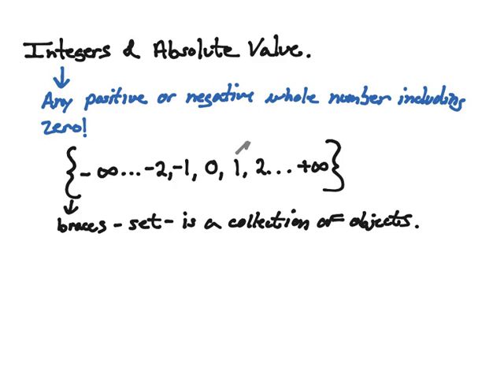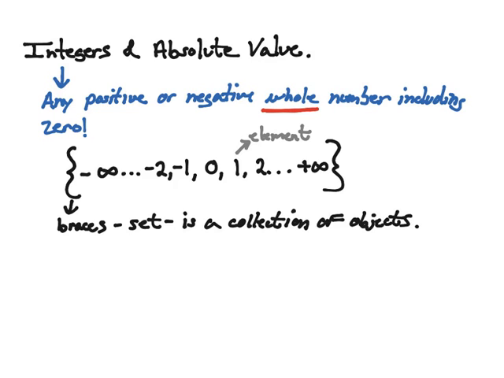So 1 would be an element. 2 would be an element. 3 would be an element. 4 would be a separate element. You know what I mean? So you have all these elements that constitute a whole set. So when we talk about integers, integers don't have any fractions or decimals. They're whole numbers only. So we need to keep that in mind. Whole numbers only.